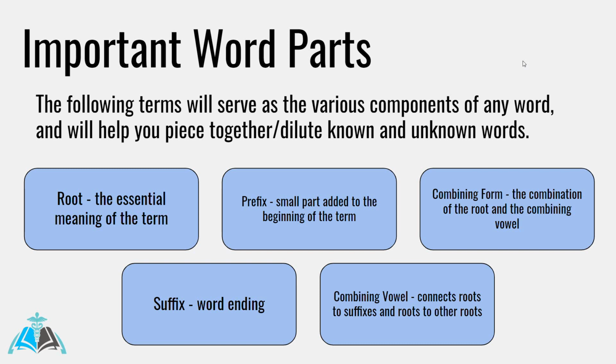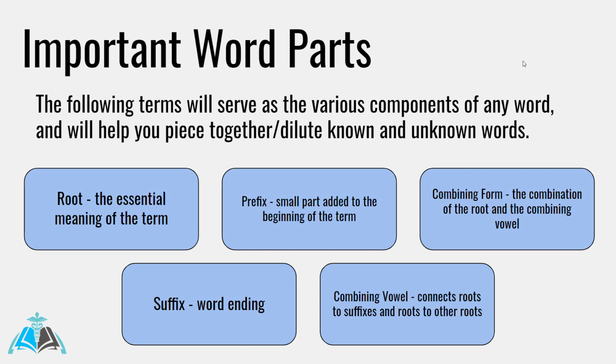We start off with the root, which is the essential meaning of the term. It's the word part that holds the meaning, and there could be more than one root, and when those roots come together, they form the actual meaning of the word. Everything else is either describing a condition of that root, or describing a past tense or future tense. Any term that really holds the meaning of that word is considered a root.